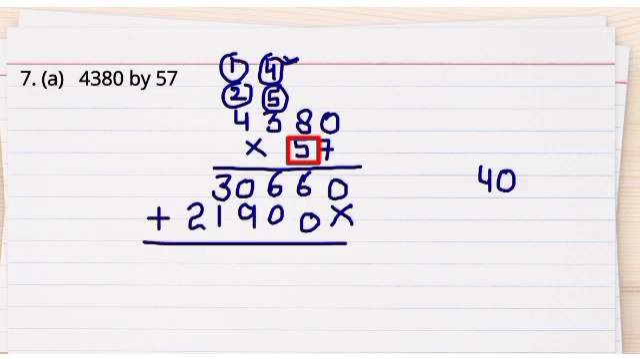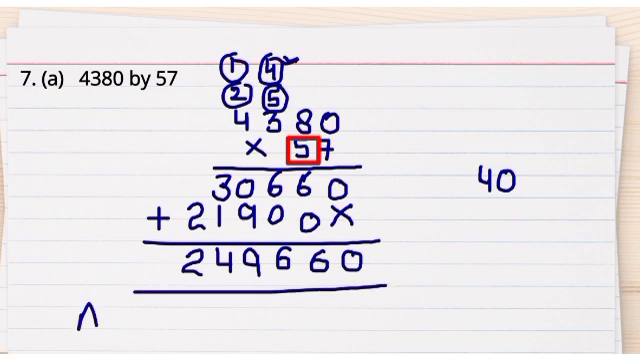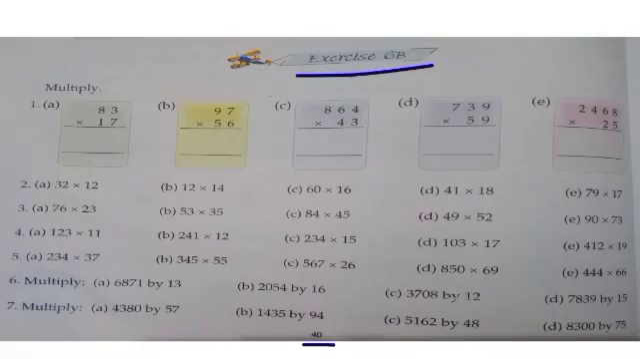Now add them. 0 plus cross 0. 6 plus 0, it means you are adding nothing in 6 because 0 means nothing. So write 6 as it is. 6 plus 0 again 6. 9 plus 0, 9. 3 plus 1, 4. 2 as it is. So this is your answer, 2,49,660. Right? So students, today you have learned how to multiply any number by the 2-digit numbers.